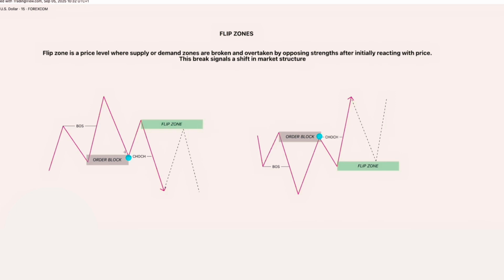There must be a reaction before the break. This is like the most important stuff about flip zones. There must be a reaction before the break.